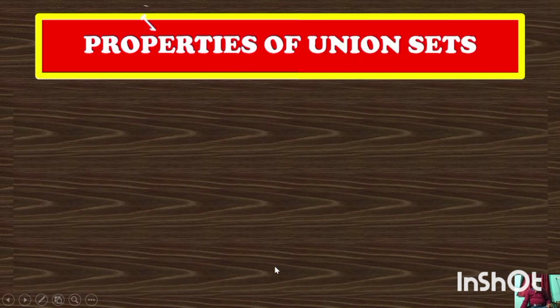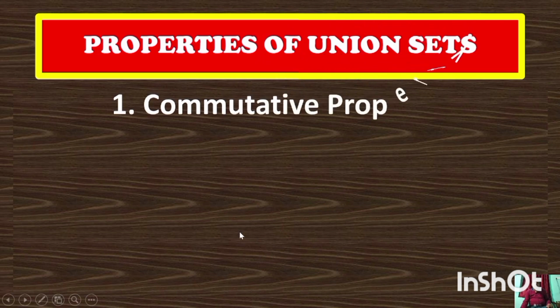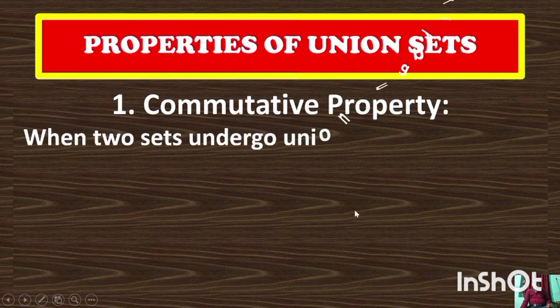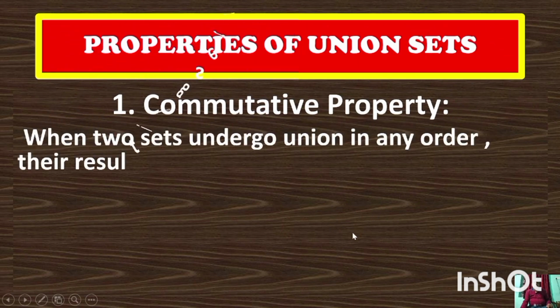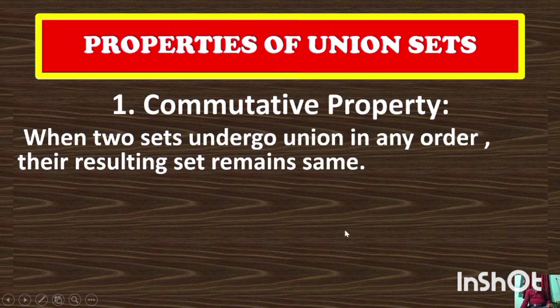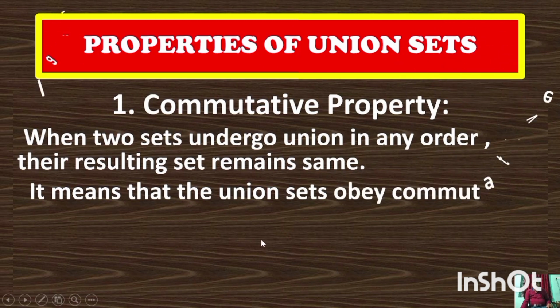Similarly, the properties of the union set. What are the properties of the union set? The first property is the commutative property. As you know, the commutative law of addition and multiplication in algebra, a similar process in set theory also, we can use the commutative property. We can take the union of two sets in any order. When two sets undergo union in any order, the resulting set remains the same. It means that the union of sets obeys the commutative law.